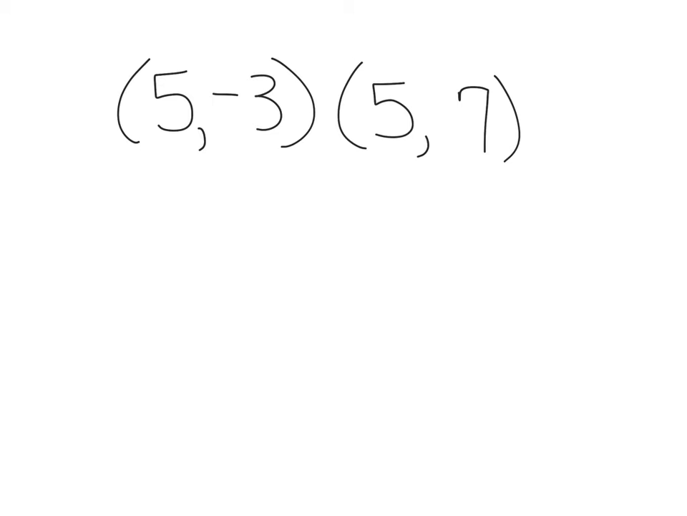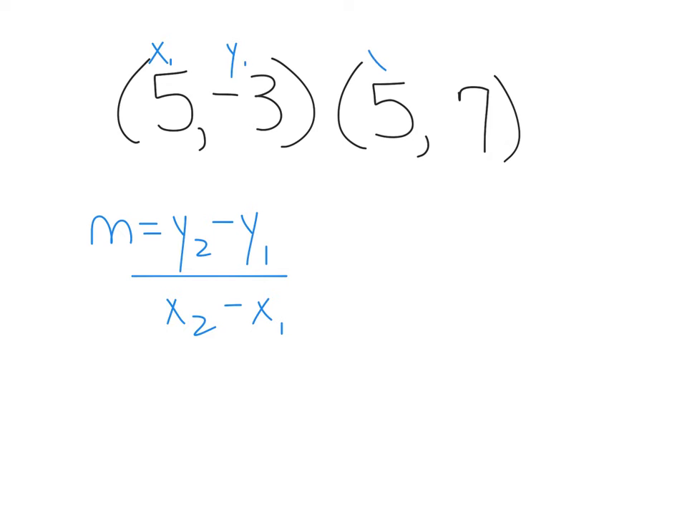So again, we have that m is equal to y2 minus y1 over x2 minus x1. Let's go ahead and label. Let's call this x1, let's call this one y1, let's call this x2, and this one y2. Okay?